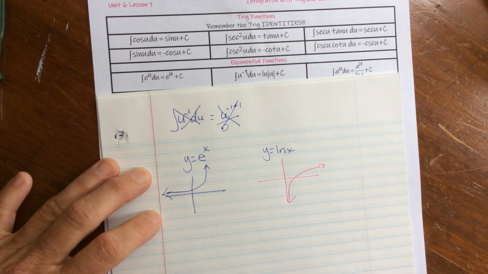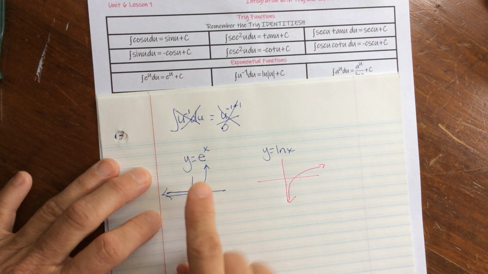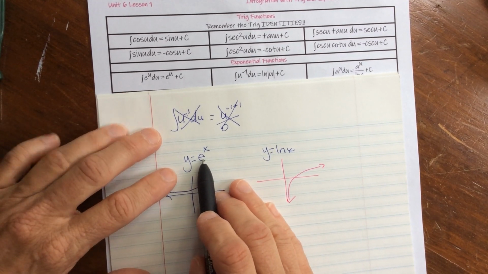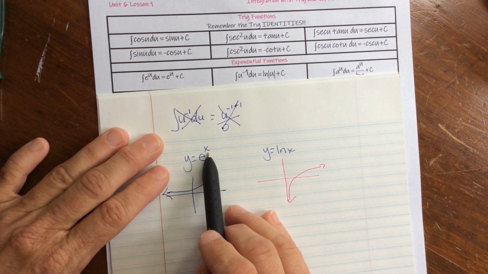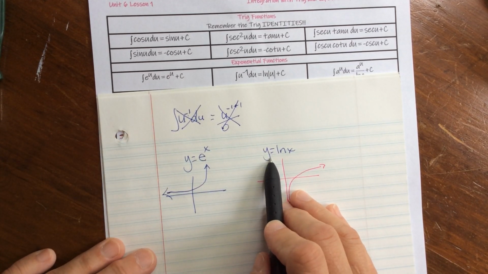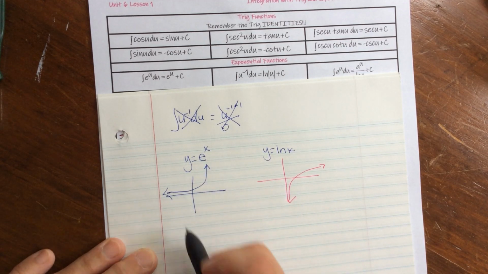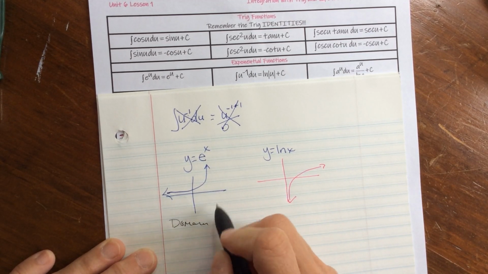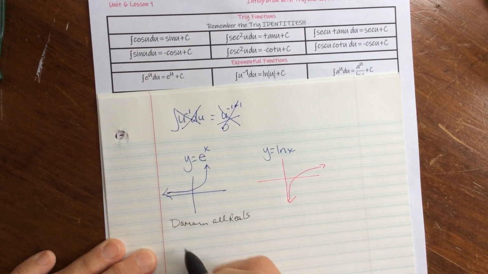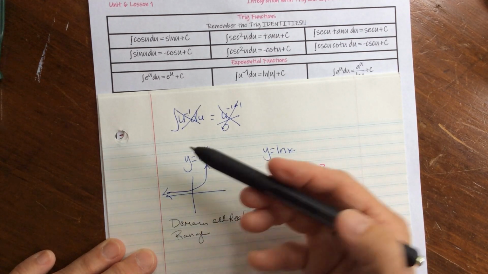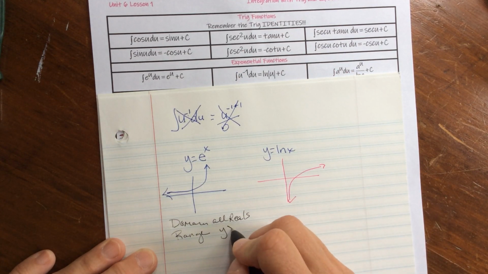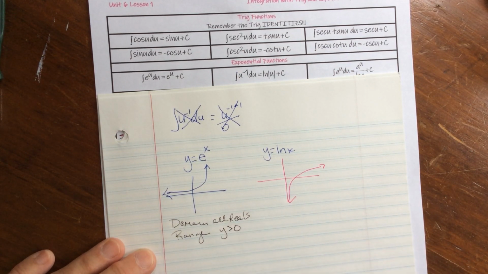But that's just extra. I want to talk about the relationship because they are inverses. Remember that the x value of one function is the y value of the other. So the domain for this function, your x's, is all real numbers. Let's talk about the range. The range for the exponential is that your y values are all greater than 0.